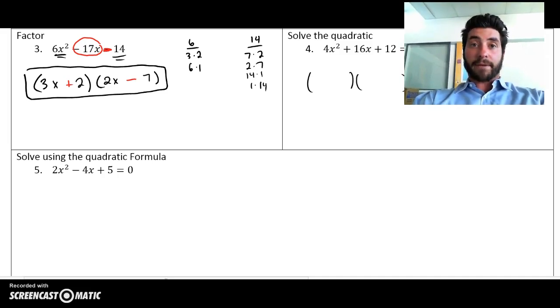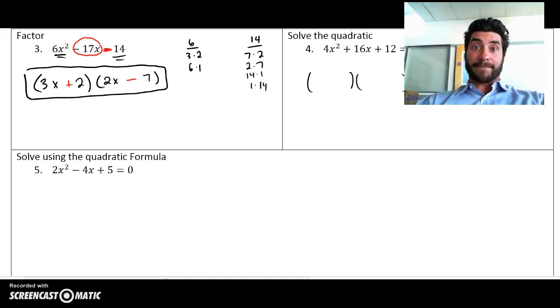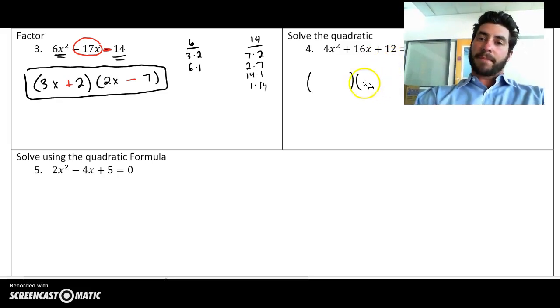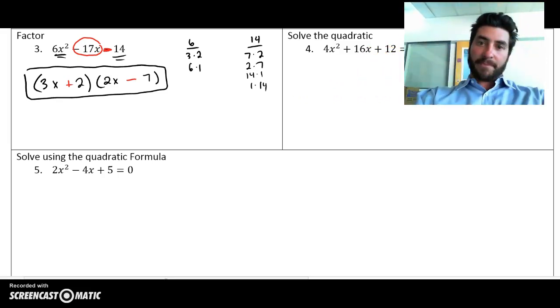Turns out we can, right? Do you see what I see? Take a look here. What do you notice about those 3 terms? Look at these terms: 4x squared, 16x, 12. Absolutely. They're all divisible by 4. So if I divide out a 4, I can pull out a 4.